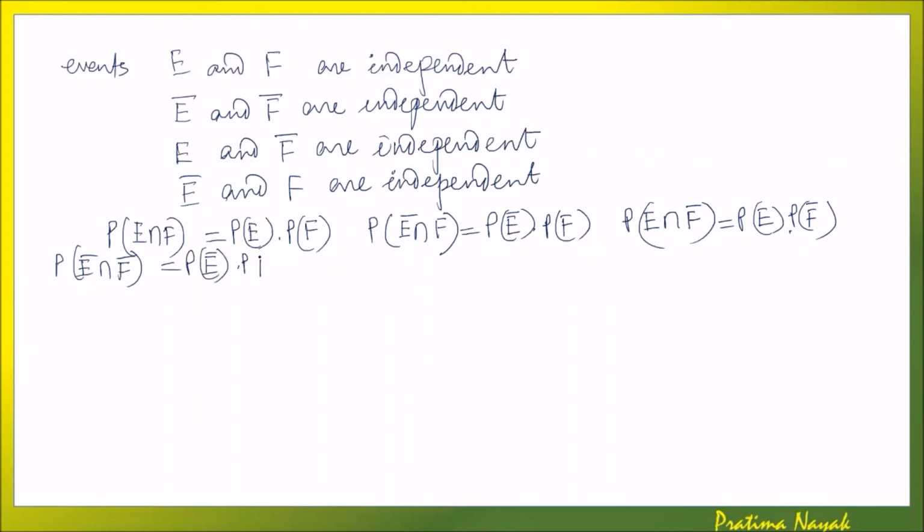Next, let us take another concept, that is independent and mutually exclusive. Mutually exclusive we have read in class 11, but still it is required here. Mutually exclusive means when probability of E intersection F is equal to 0. Exclusive means there is no common element in E and F, so the intersection is 0.